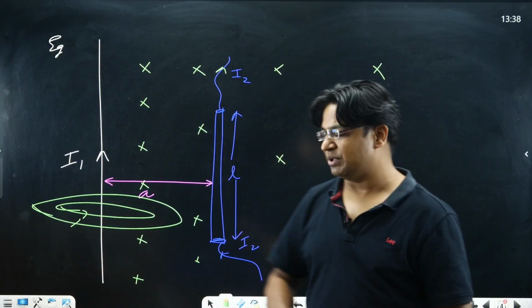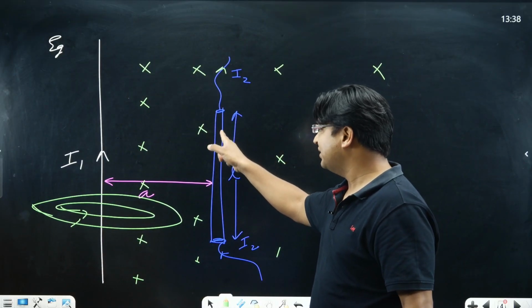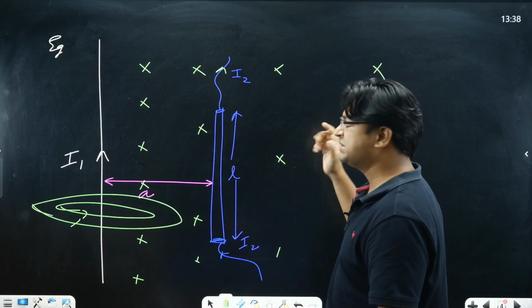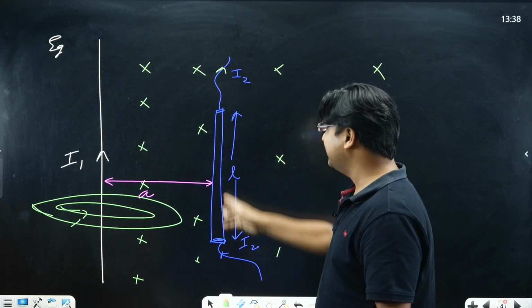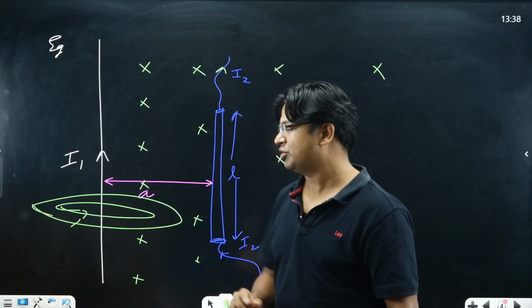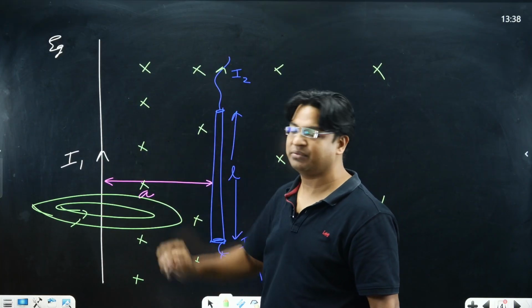Having said that, think over this. Is the magnetic field the same at all points of this rod? It may be changing in space, but at the points where we have kept this rod, the magnetic field is the same, because all these points are equidistant from the wire.